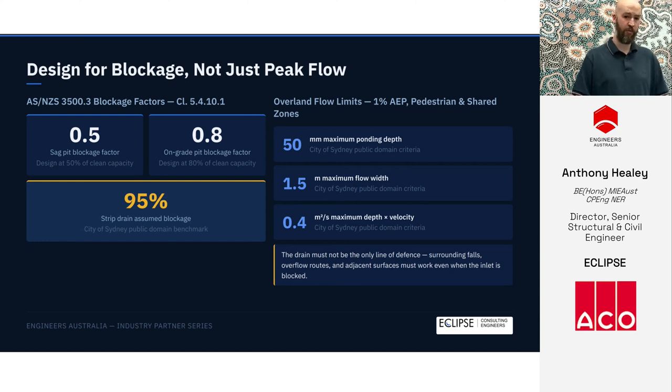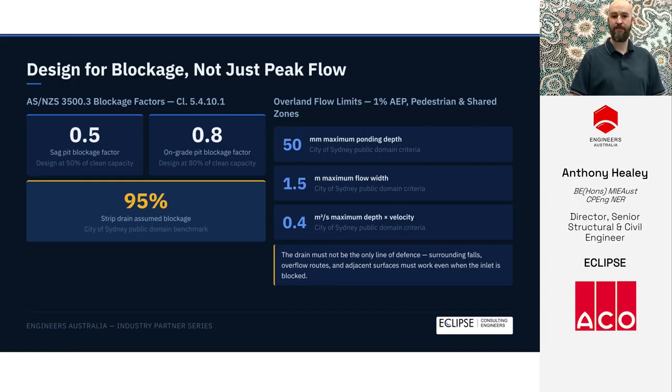Clause 5.4.10.1 specifies blockage factors of 0.5 for sag pits and 0.8 for on-grade pits. That means that your sag pit is designed for 50% of its clean capacity, assuming the pit will be half blocked at the design event.